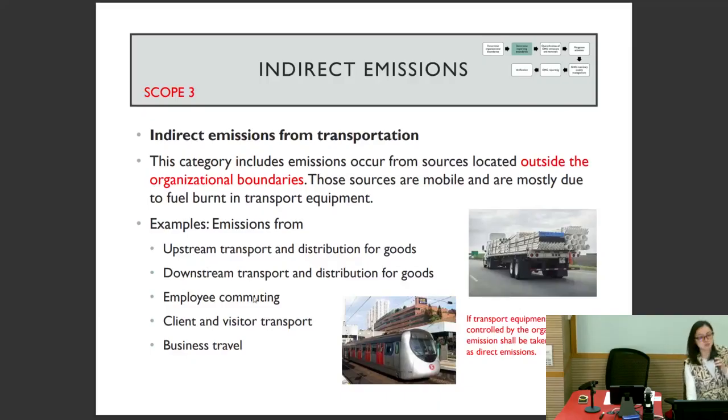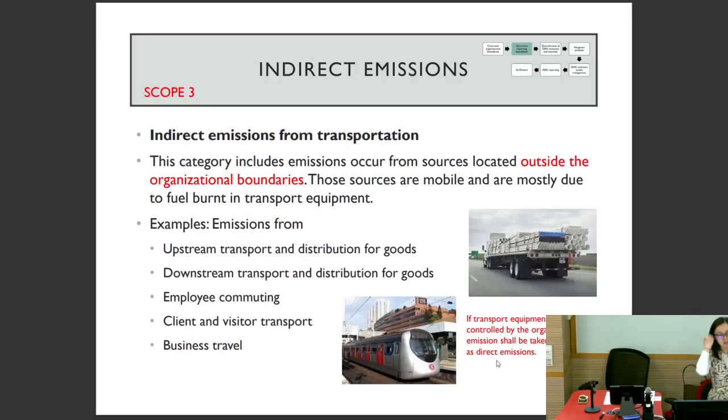Okay, employee commuting, like how you go to work by train, or you drive, or maybe you take a taxi and so on. Okay, client and visitor transport, similar to employee commuting. Business travel, okay, maybe you travel to another country by plane, then the emissions due to that air travel would be under scope 3. Okay, if transport equipment is owned or controlled by the organization, then the emissions shall be taken into account as direct emissions.